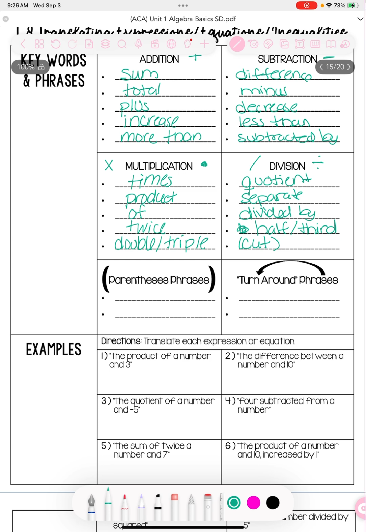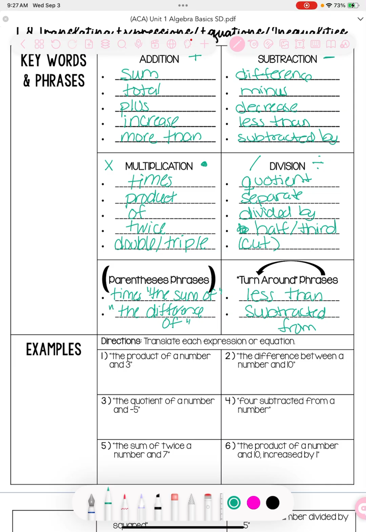Okay, parentheses phrases are going to be like times the sum of. So that's going to say do the sum first, or times the difference of. That's going to say do the difference first. So when we want turnaround phrases, we're thinking things like less than or subtracted from. Like 5 subtracted from 8, we're going to turn those around. Or 9 less than 3, we're going to turn it around.